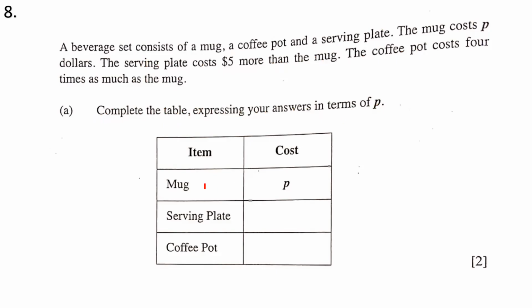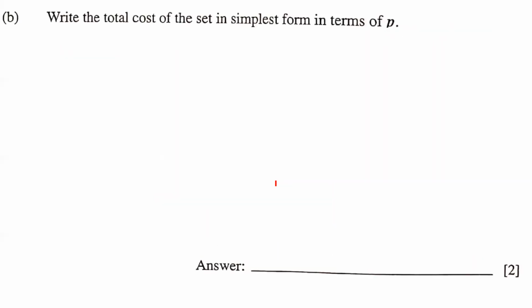And so we know that the mug costs $P, and the serving plate costs 5 more than the mug. So if the mug costs $P, the serving plate costs $5 more than that. And so it's going to be P plus 5. How about the coffee pot? Well, the coffee pot costs 4 times as much as the mug. And so we're going to say 4 times P, because the mug costs $P. Okay? So let's move on to question 8b.